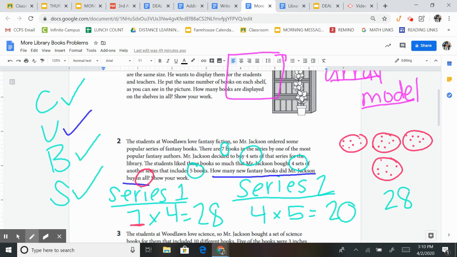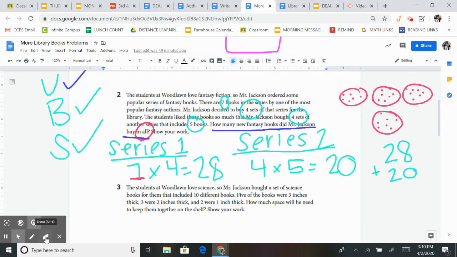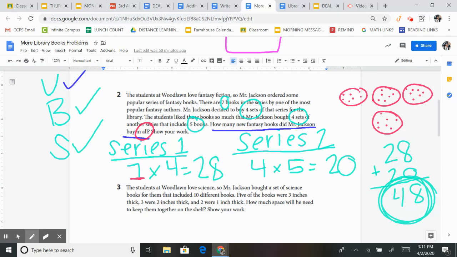So bigger number on top, 28 plus 20. I'm going to scoop up just a little. So when we add our ones place, we are going to get 8 plus 0 is 8. And then 2 plus 2, we are going to get 4. So our final answer is he bought 48 books total.